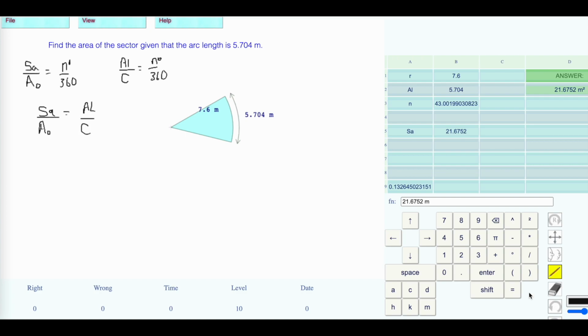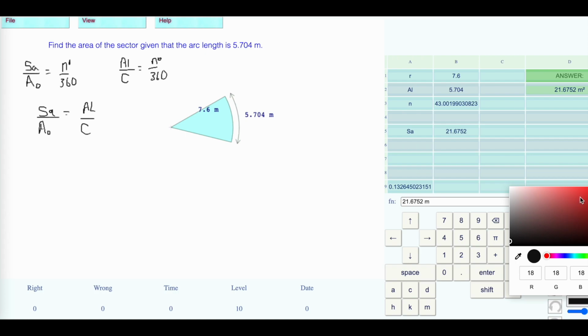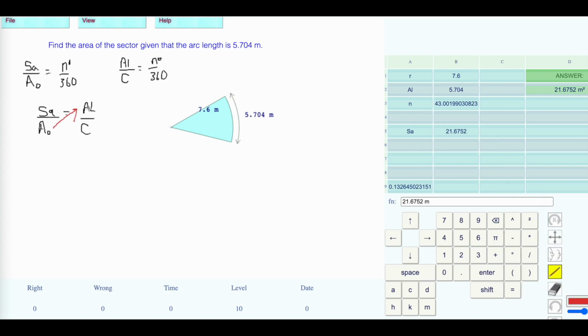So if I want to get sector area alone, I could just simply cross multiply. The area of the circle times the arc length divided by the circumference. We have sector area is equal to pi r squared times the arc length, which we're given, all over the circumference, which is 2 pi r. And if you want, you can cancel the pi's and cancel one of the r's. This leaves us with r times the arc length divided by 2.